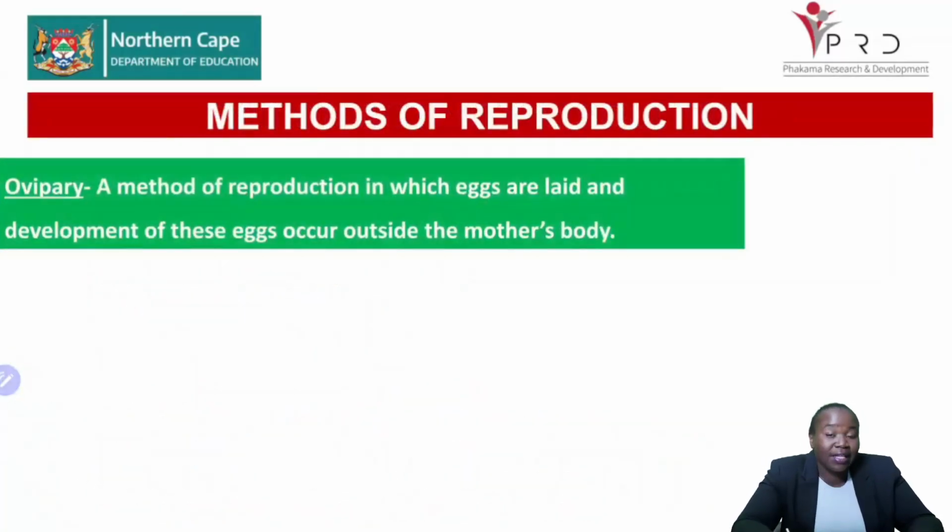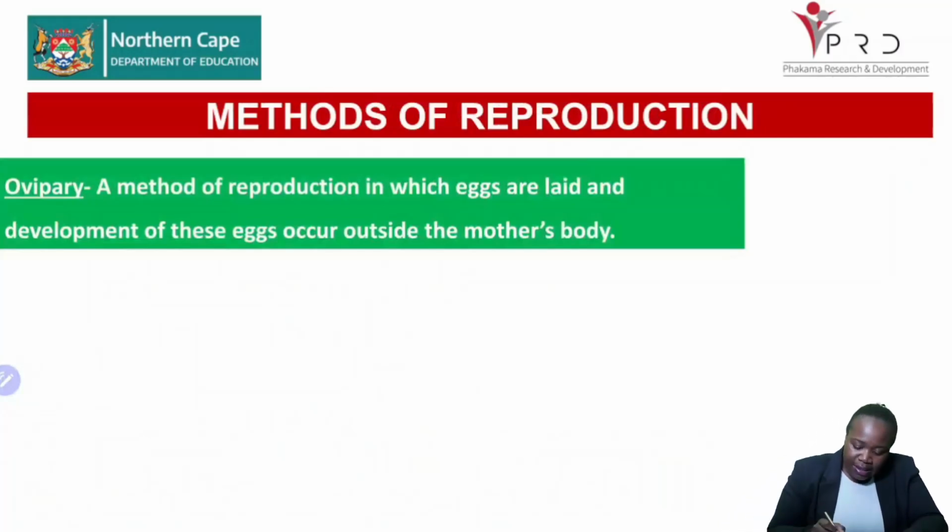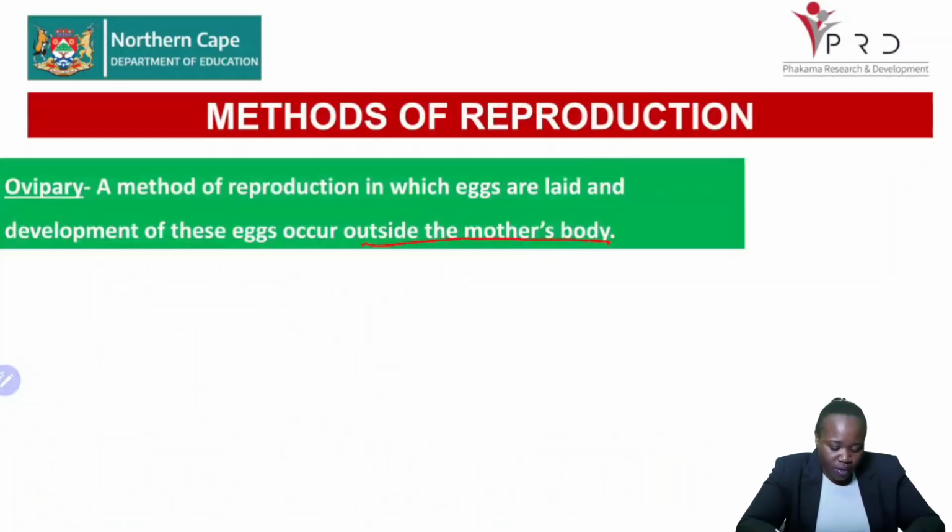Okay, now let's look at the three methods of reproduction. Remember, here we have oviparity, viviparity, and ovoviviparity. Now let's have a look at oviparity. This is a method of reproduction in which eggs are laid and development of these eggs occurs outside the mother's body. This is very important as well, outside the mother's body, right?